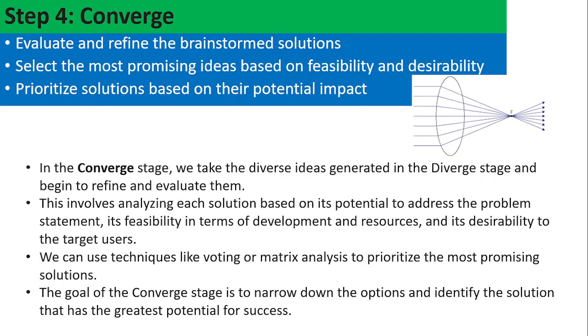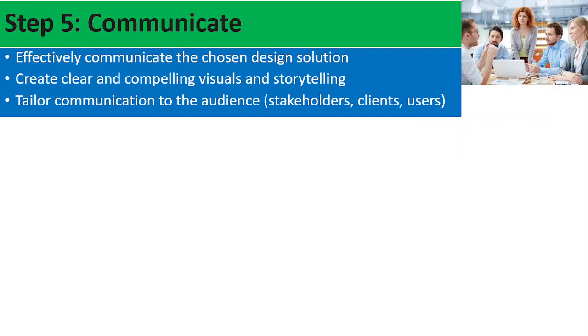We can use techniques like voting or metrics analysis to prioritize the most promising solutions. The goal of the converge stage is to narrow down the options and identify the solutions that have the greatest potential for success. And then finally we move to communicate.